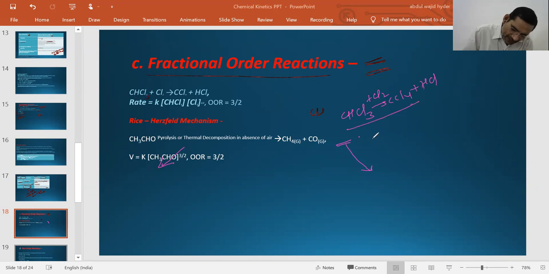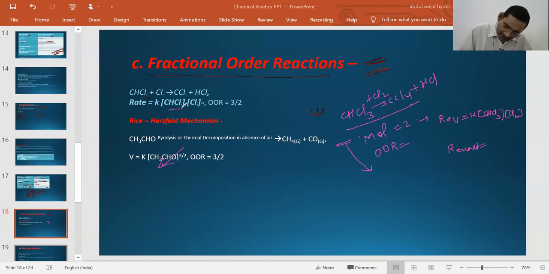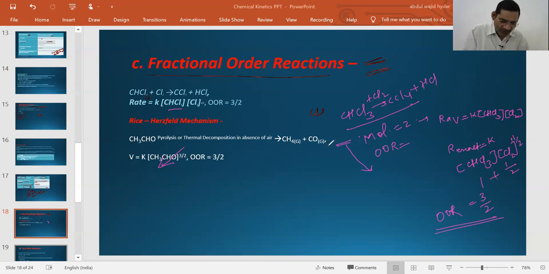Here, from this reaction, molecularity will be 2. What about order of reaction? That you can't come to know. If they provide you data, then only you will come to know about the order of the reaction. According to molecularity, the rate of reaction will be K into the active mass of CHCl3 into the active mass of Cl2. And for the order of reaction, that is the exact rate of reaction, it is written K into the active mass of CHCl3 into the active mass of Cl2 to the power half. So this is 1 and this is half. So 1 plus half will be 3/2. So the order of reaction here will be 3/2.